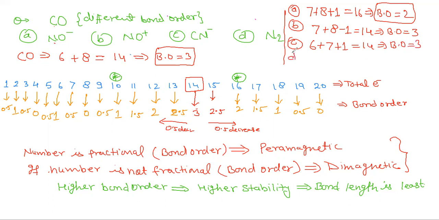Now come to the D option. Nitrogen N, you people know that 7, again 7 and 2, then total electron equal to 14, then bond order will be equal to 3. So now you can easily calculate.